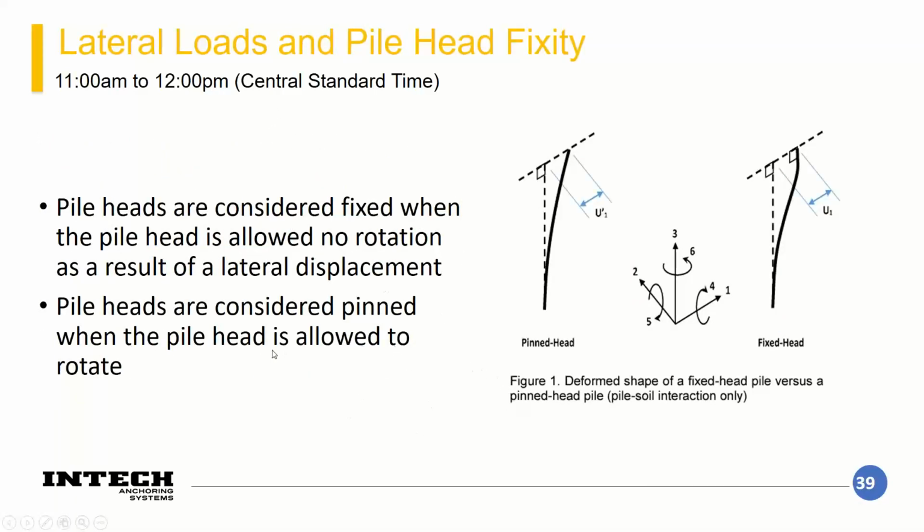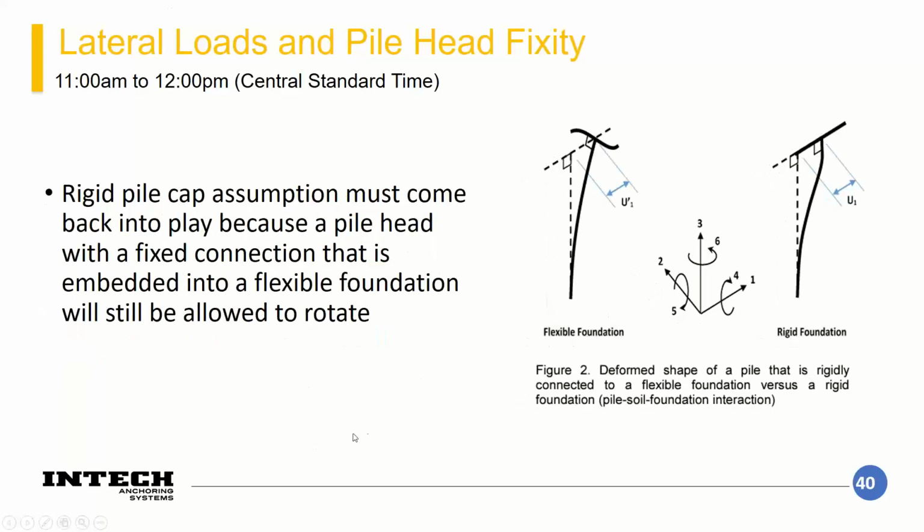So pile head fixity is just as important as that rigid pile cap assumption we talked about earlier. What a fixed pile head is really saying is that this pile cap, instead of rotating like this top image is showing, where the top of the pile is just rotating down, you're actually going to bend and then bend back, and there's only lateral translation at the top and no rotation of your pile. So when a pile head is allowed to rotate, you have to consider this as a pin condition versus this fixed head condition, and we're going to talk about how you look at that.